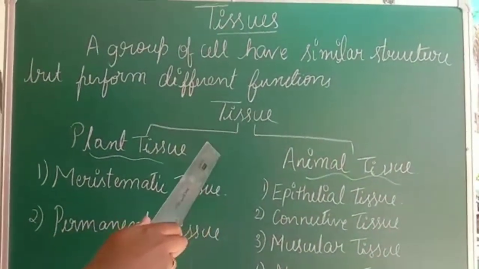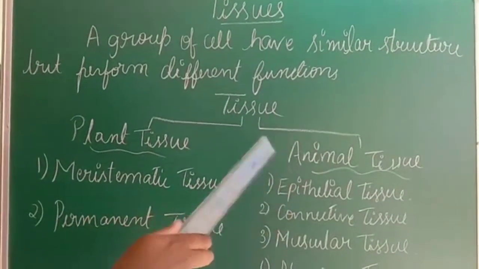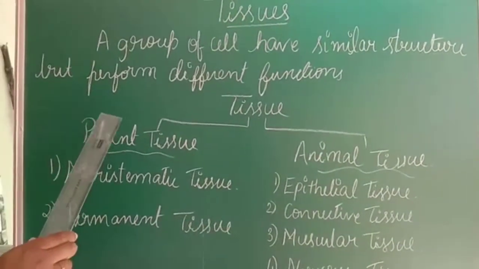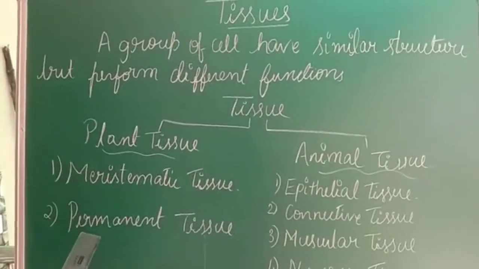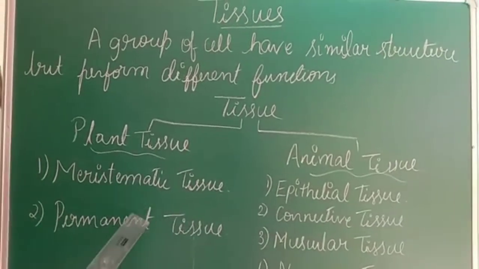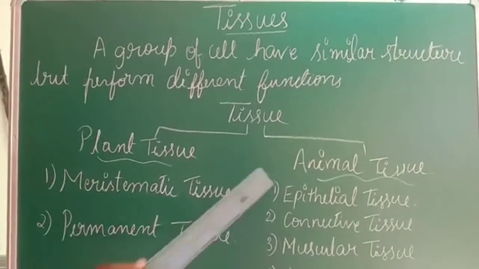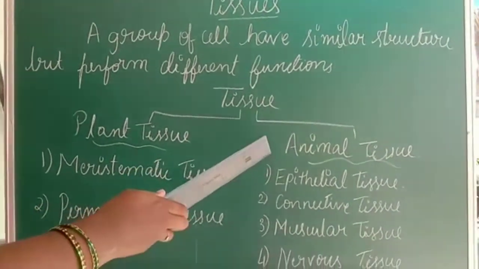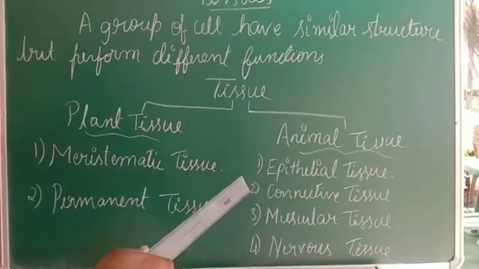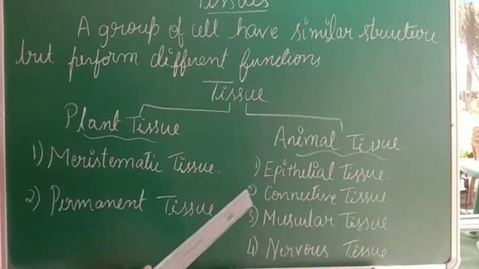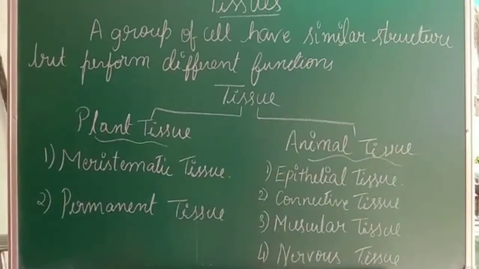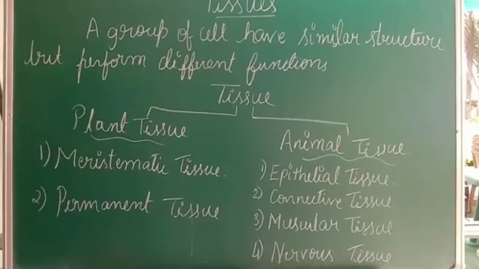Now tissue is mainly classified into two different types. One is plant tissue and the other one is animal tissue. Plant tissue is further classified into two types, that is meristematic tissue and permanent tissue. Animal tissue is divided into four different types: first epithelial tissue, second connective tissue, third muscular tissue, and the fourth one is nervous tissue. Now let us study in detail about the plant tissue.